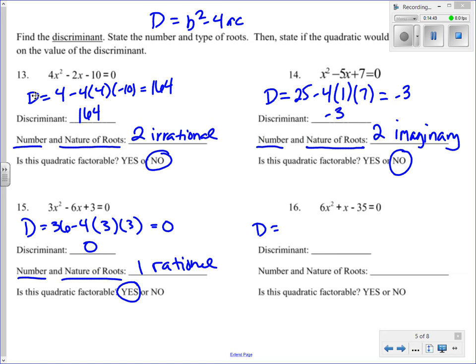For number 16, our discriminant, we would have 1 squared is 1 minus 4 times 6 times negative 35. That gives us 841. That's a big number. We haven't really dealt with a lot of huge numbers like that, but if you were to put this in a radical and take the square root of it, you would get the perfect square, and the answer would be, I think it's 29. It is a perfect square, and that tells us that when we have a perfect square number, we have two rational roots, and they are factorable.